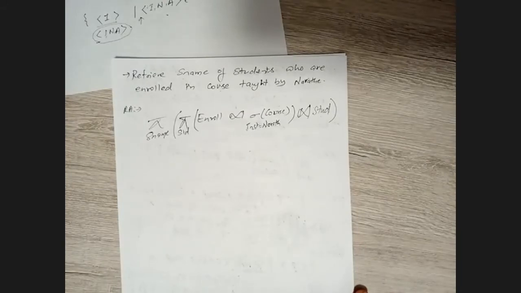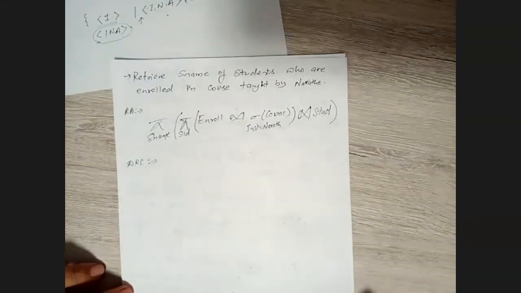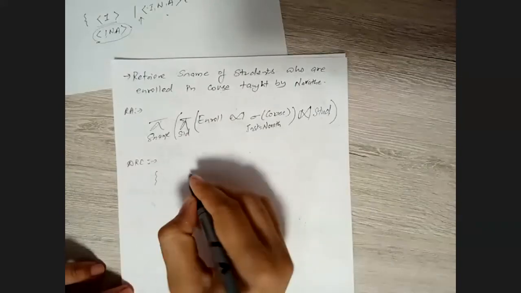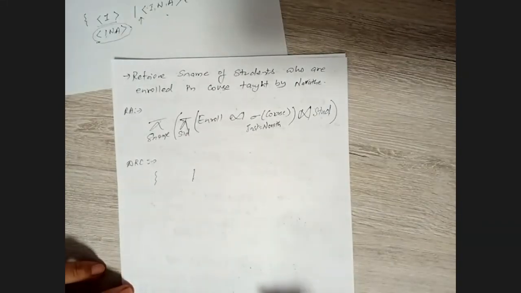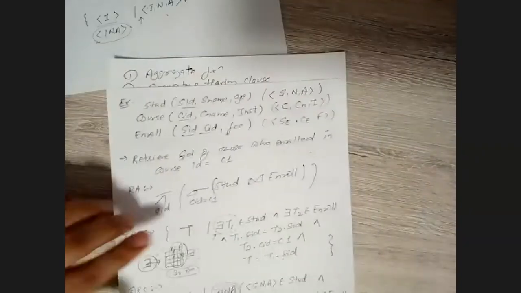Now, I'm just giving a chance to all of you to write the TRC. Let me write the DRC query directly. There is just lack of time. Okay, see, we need to give the rename. Probably we have already given the naming part. We're going to use the same, right?